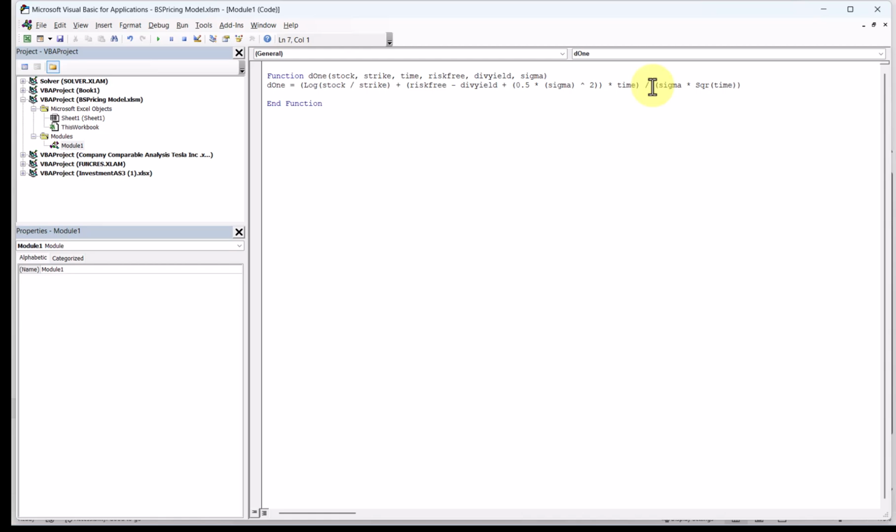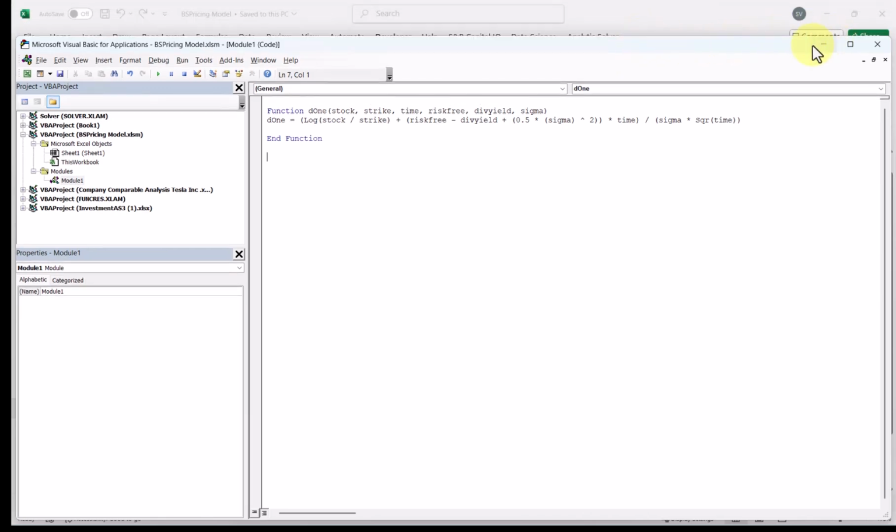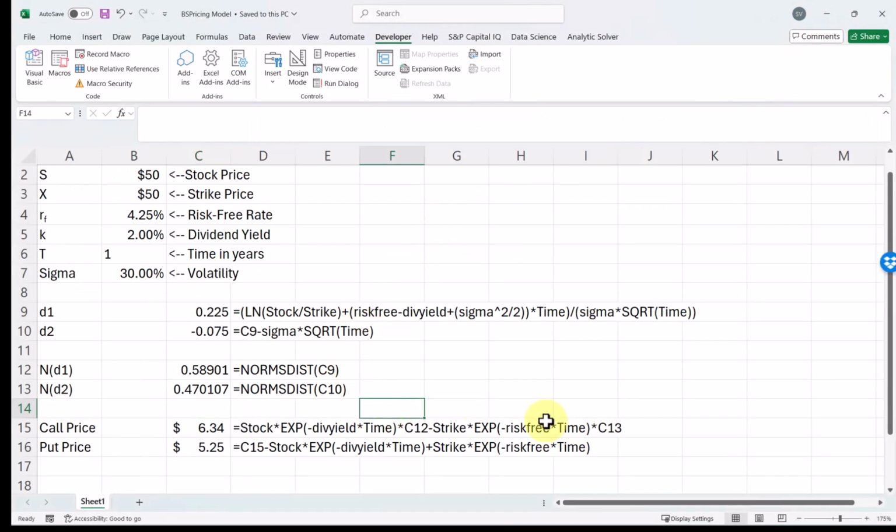Now we're going to create our D2 function. So function D2. What I'm going to do now that I've created my D1 function, before I move on to D2, I want to make sure that everything works all right. So I'm going to go back out to my spreadsheet. I'm going to try it out. I've got D1 over here, so I'm going to just put in here equals D1.